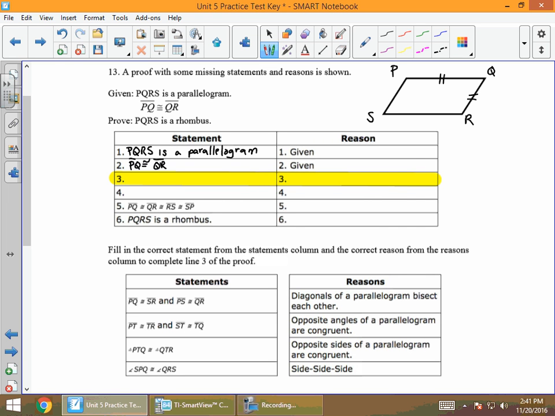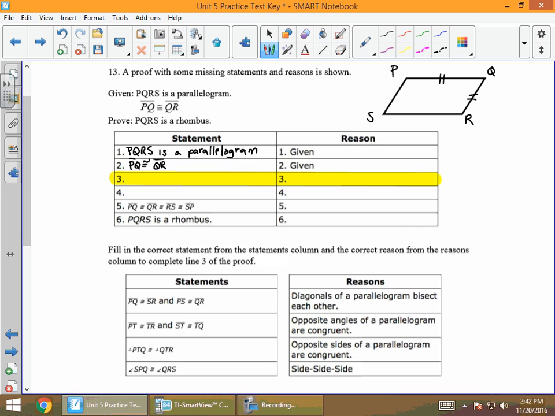In order to prove that this is a rhombus, we know that the definition of rhombus says that all 4 sides must be the same. So that's what I'm going to try to do: get all the sides to be the same here. As I look at what is given, I know that I have a parallelogram, and I know that PQ and QR are the same. Well, because it's a parallelogram, I know that both pairs of opposite sides are congruent. So my line 3 is going to be based on that information.